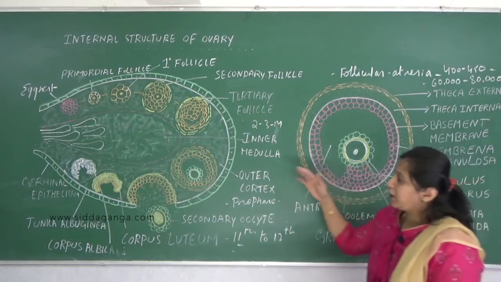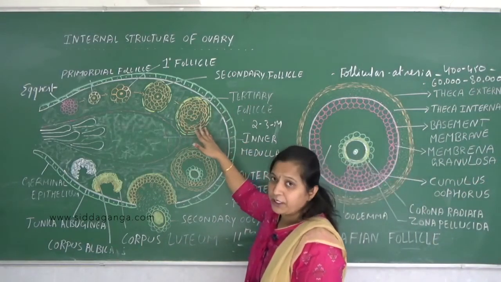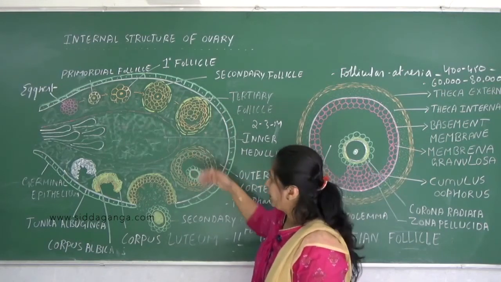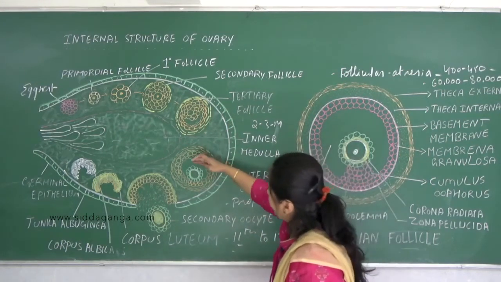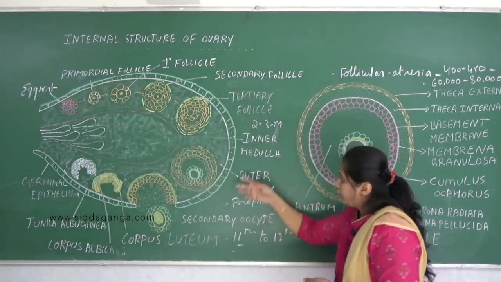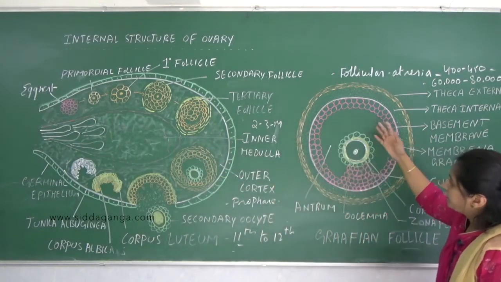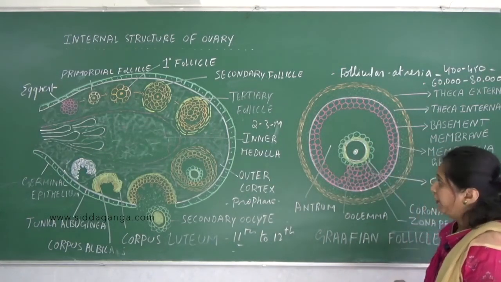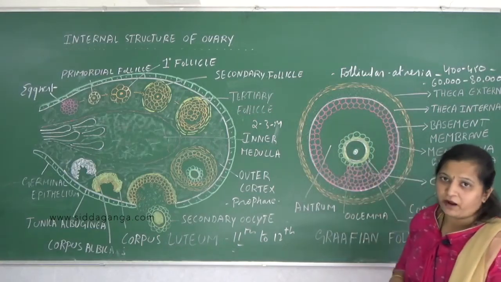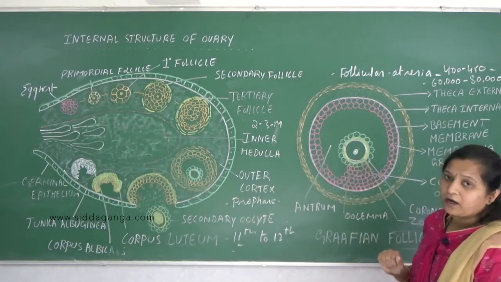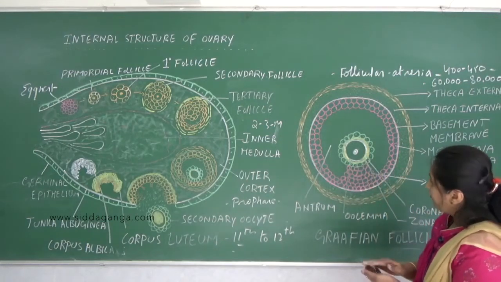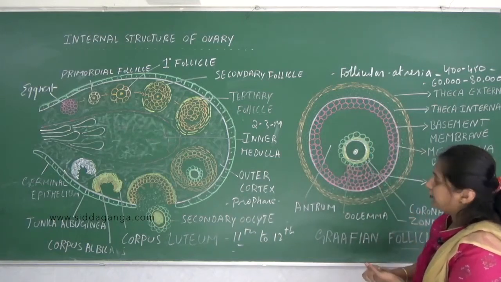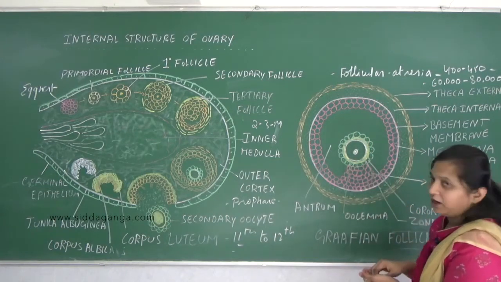The granulosa cells present in the tertiary follicle rearrange themselves, more layers are added, and the antrum cavity enlarges. So finally the tertiary follicle gradually changes to form a mature follicle, called the Graafian follicle. This is the structure of the Graafian follicle. The structure is very important, and you have to remember the layers present in the Graafian follicle.